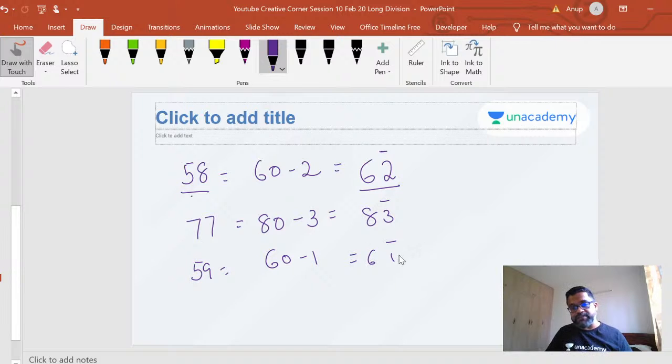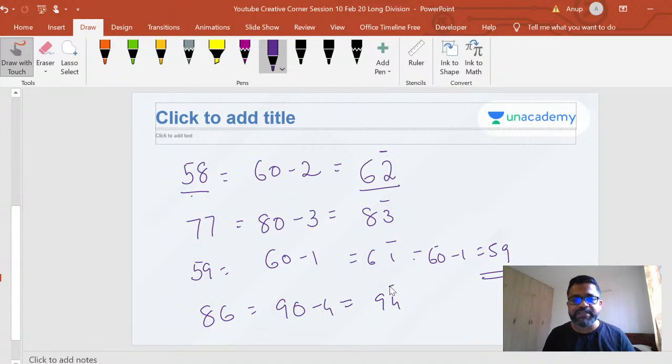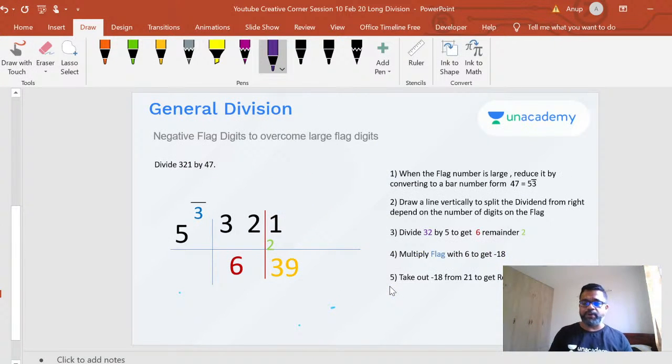Similarly, if you want to convert this back to a positive number, 6 bar 1 is 60 minus 1, which is 59, right? That's all. Again, 86, for example, is 90 minus 4, so it's a 9 bar 4. So now, keeping this in mind, I'll help you solve this problem.